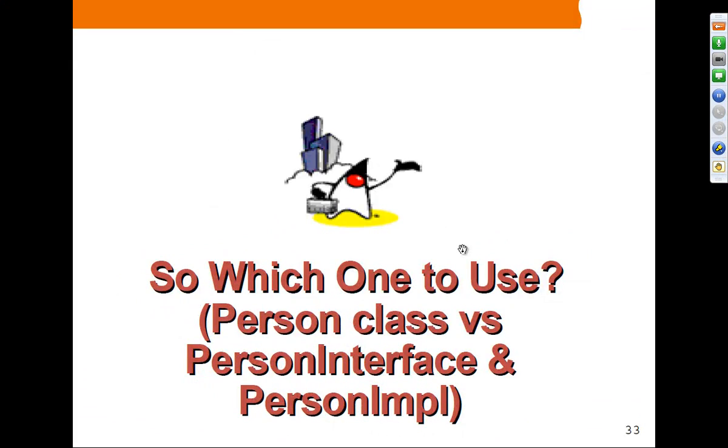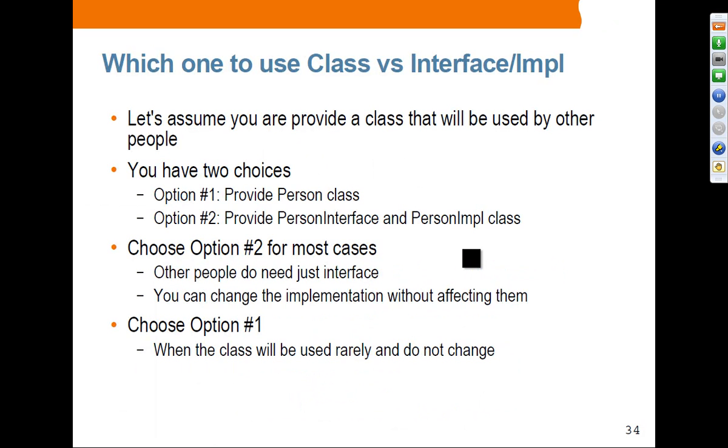I just added this slide. So which one to use? Person class versus person interface and person impl class. Suppose you are providing a class that will be used by other people. So you have 2 choices. You can provide, for example, just a single class, like let's assume person class. Or you could provide person interface and person impl class. So person impl class will be the implementation of person interface.